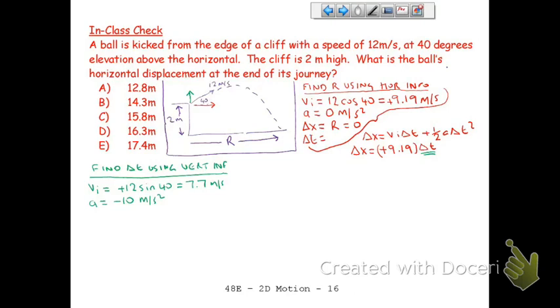I want to find my delta t. Got two choices: VF, or I can find delta x. Do I know either one of them? Delta x. I want you to write down, mentally or on paper, what you think the value of delta x is from that diagram. Write it down. Commit to it.